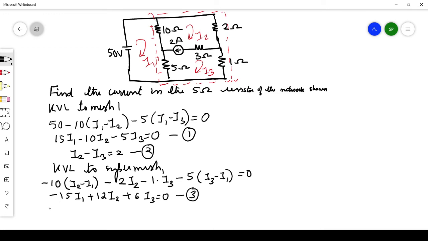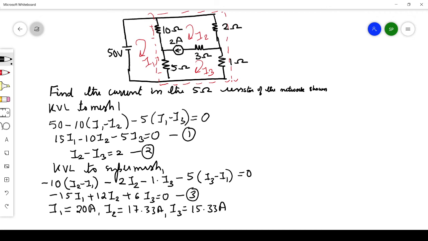So solving these equations, we will get I1 as 20 amperes, I2 as 17.33 amperes, and I3 we got as 15.33 amperes. What is asked in the question? Find the current in the 5 ohm resistor of the network.